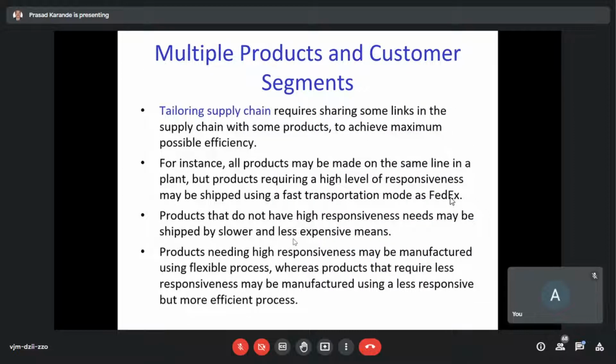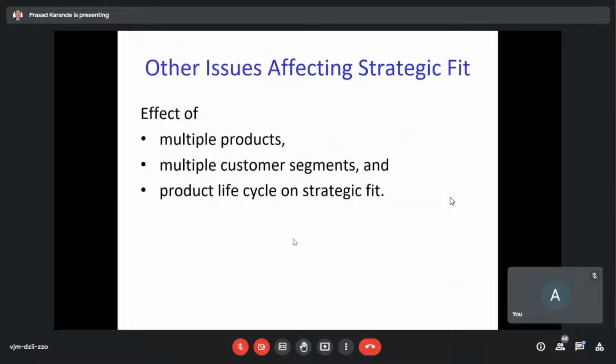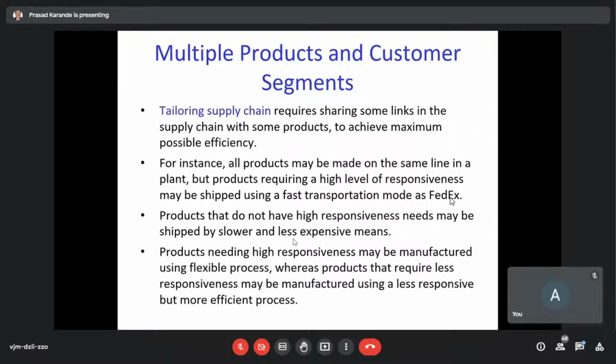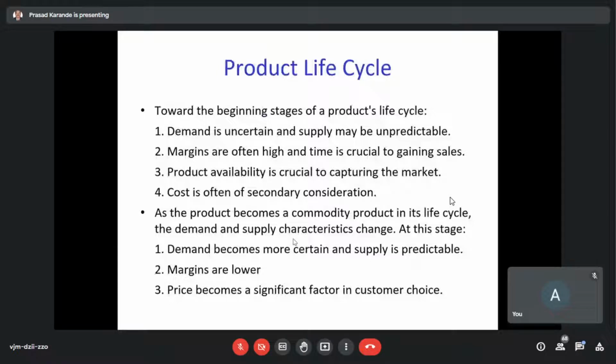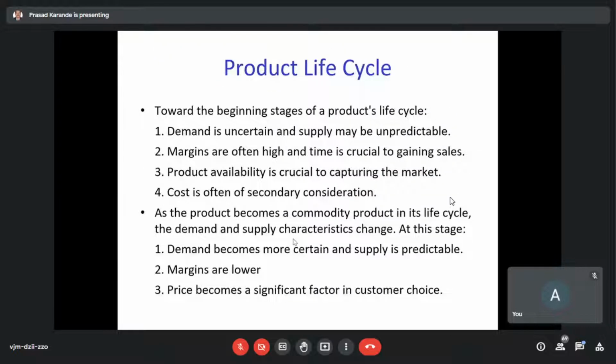Okay, I think we have discussed this. You can just read this, multiple products and cycles. Okay, as far as product life cycles are concerned, now see how demand uncertainty varies with the product life cycle.